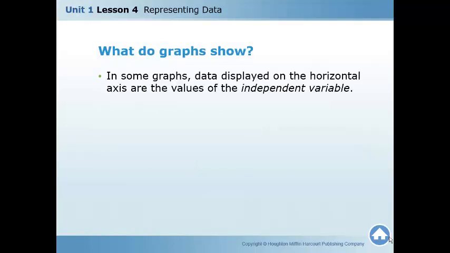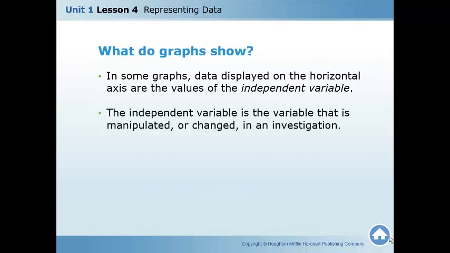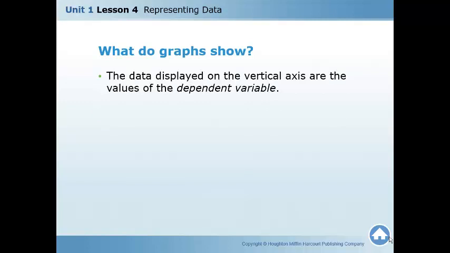In some graphs, data on the horizontal axis are the values of the independent variable. Remember, those are the ones you change on purpose. So horizontal goes long ways back and forth. Independent variable, thing you change on purpose. The independent variable is the one that's manipulated or changed, like we just said.